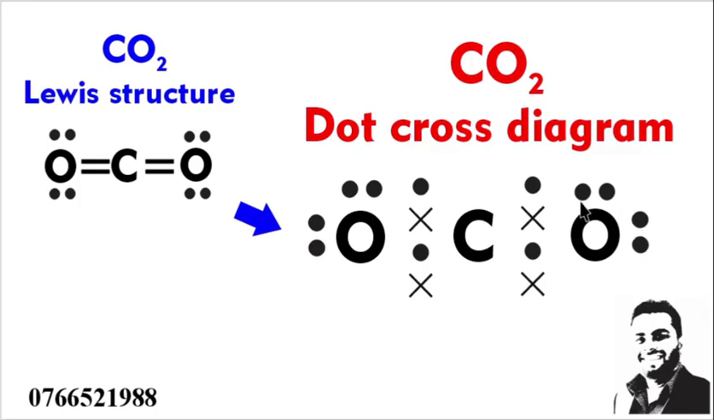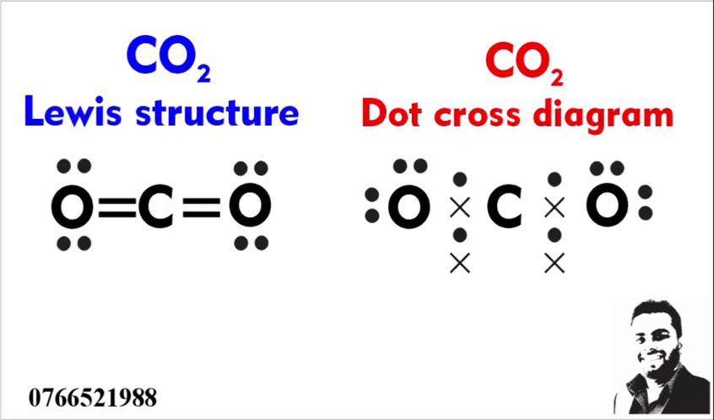If you want to convert this again to the Lewis dot diagram, remove the crosses and keep the dots. Next. So this is how you get the Lewis structure of carbon dioxide and the dot and cross diagram, or if you want you can make it to the Lewis dot diagram as well.